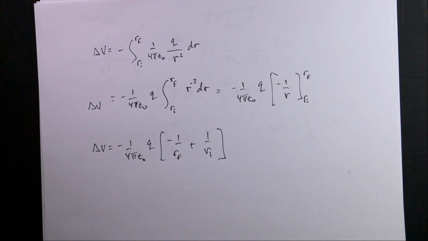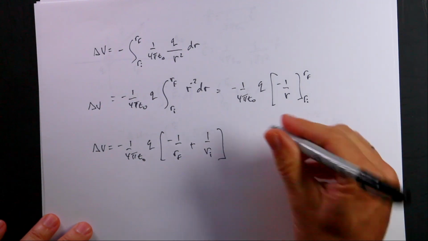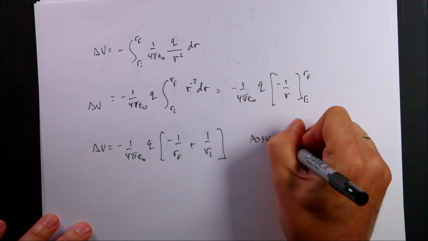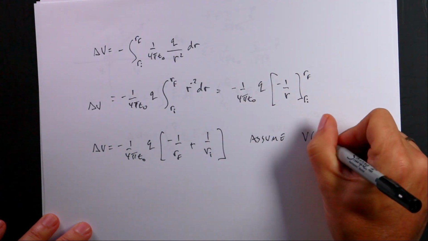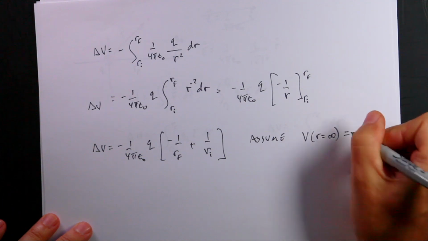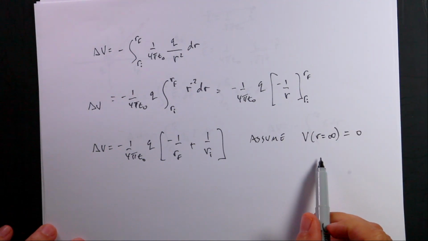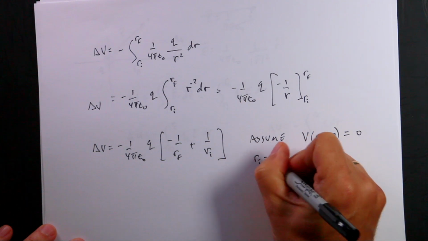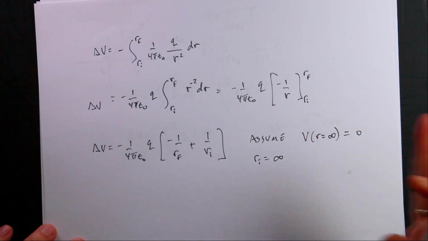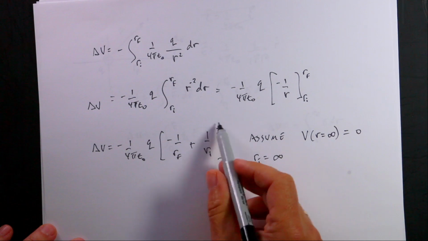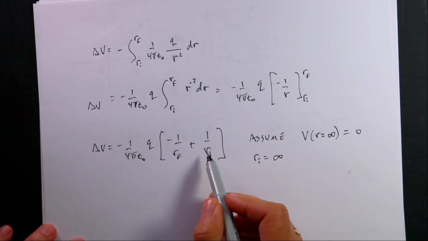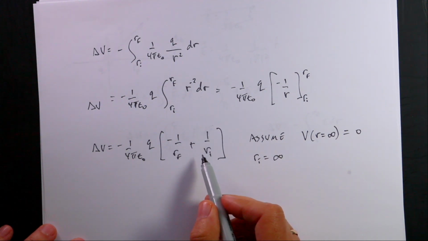Okay, so now let's consider the case where the initial potential is, this is true, but assume that V at R equals infinity is equal to 0. So I'm actually going to set that true. So now if I start with Ri equals infinity, so I start an infinite distance away and move to the location Rf, then this is going to be 1 over infinity, which is 0. I know math people don't like that if I say that, but come on.